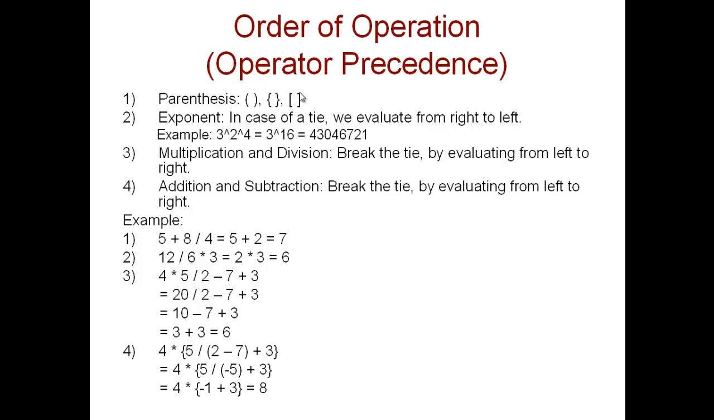If you have multiple exponents, we break the tie from right to left. So we do 2 raised to 4. 2 raised to 4 is 16, and then we do 3 raised to 16, which is this number. So you may wonder what is the difference in evaluating exponents the other way. If you evaluate the exponents the other way, it will be 3 raised to 2, which is 9, and 9 raised to 4 is not equal to this number. So you can cross check. There's a difference in evaluating exponents from left to right, or from right to left.